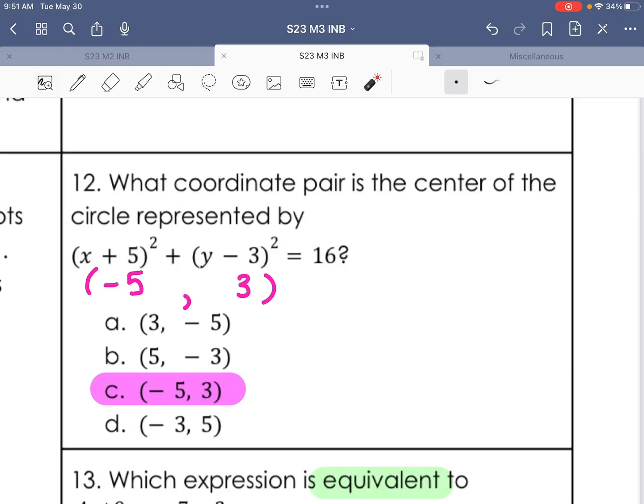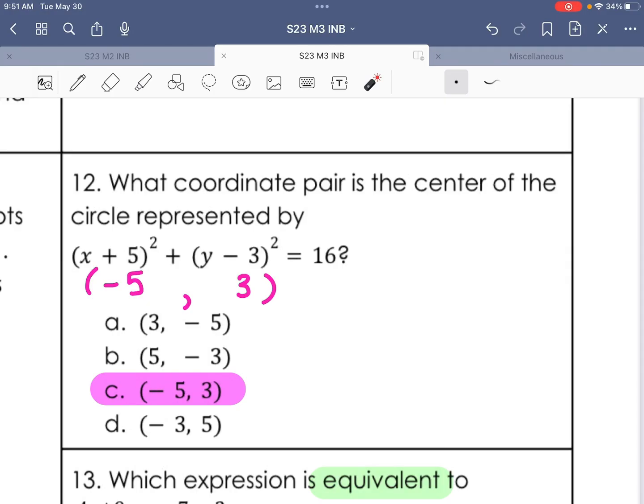For number 12, this is another one that you can graph, or you can just look at it and know. This we did most recently, so I feel like this is probably the freshest thing on your brain. But to find the center of the circle, you take these coordinates here, and you flip them. So if that's +5, the x-coordinate's -5. And if that's -3, the y-coordinate is +3, which means the center of the circle is at -5, 3.